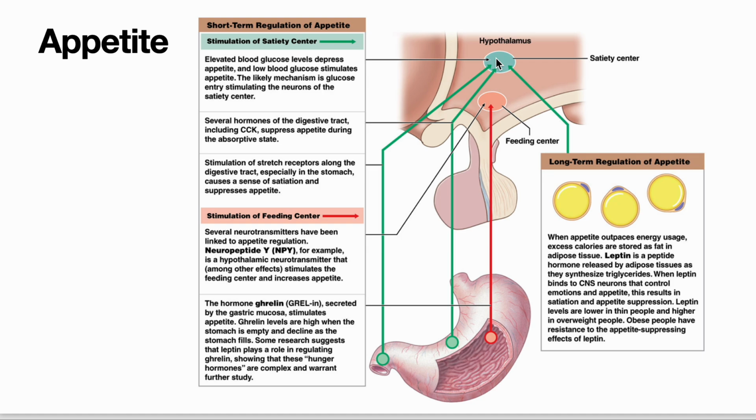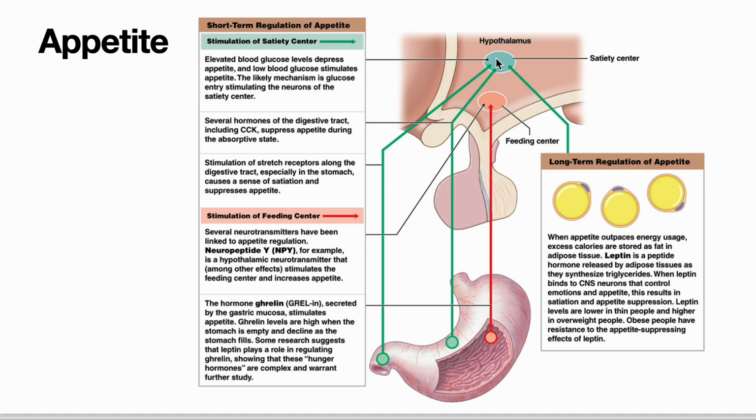So this is the idea where if you eat slowly and you enjoy your food and maybe you're eating with people, which helps slow you down, you'll have eaten less in the time that it takes to get your satiety center activated. Now, your feeding center or your appetite center is going to be activated by things like neuropeptide Y, and that will stimulate that feeding center and increase your appetite.